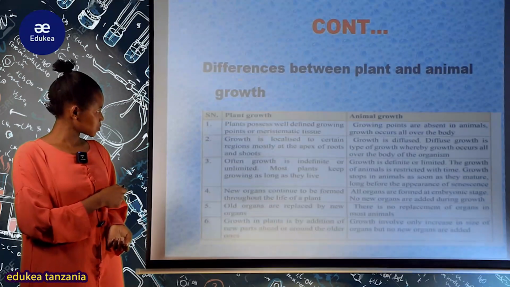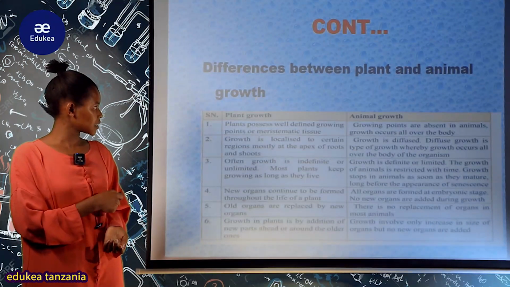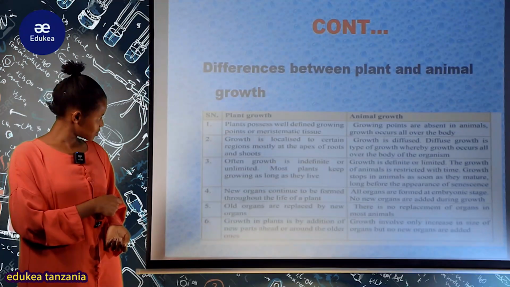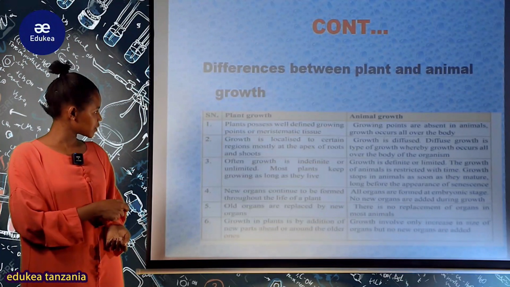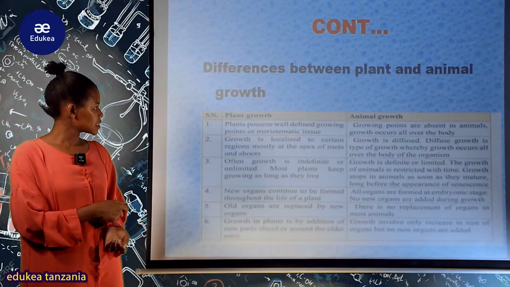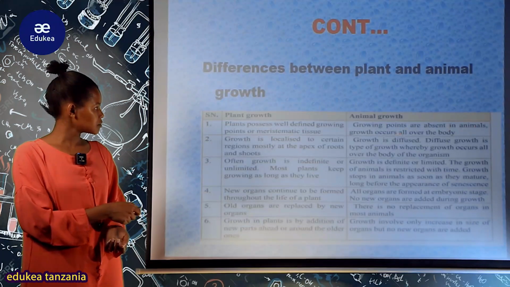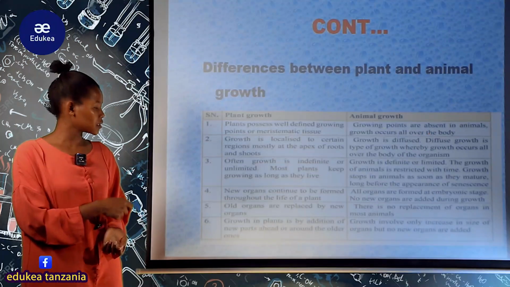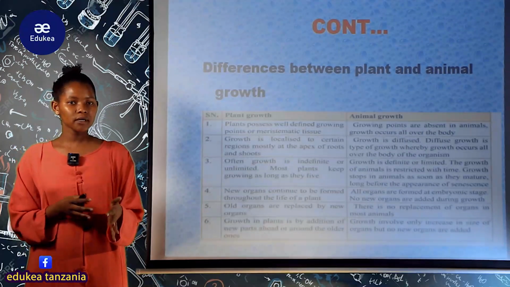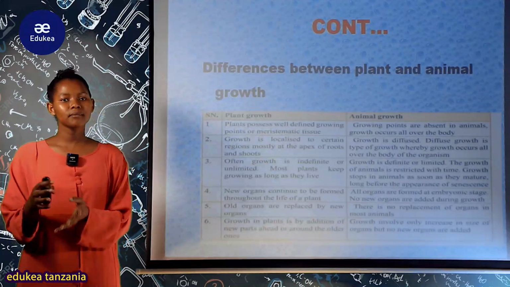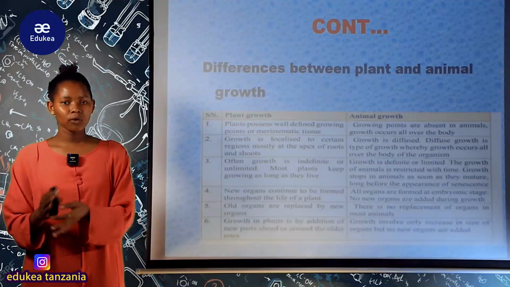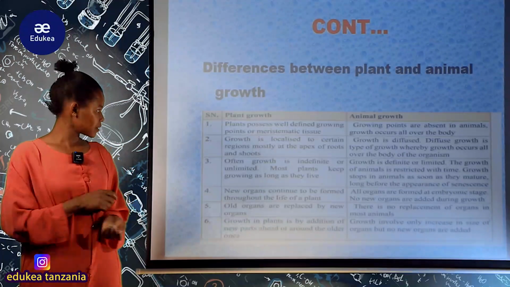Also now we are going to look at the difference between plant and animal growth. First difference is that plants possess well-defined growing points or meristematic tissue, but in animals growing points are absent. Growth occurs all over the body. Kwa hiyo ni tofauti kwamba mmea una growth points, lakini mnyama ukuaji wake una involve mwili nzima.